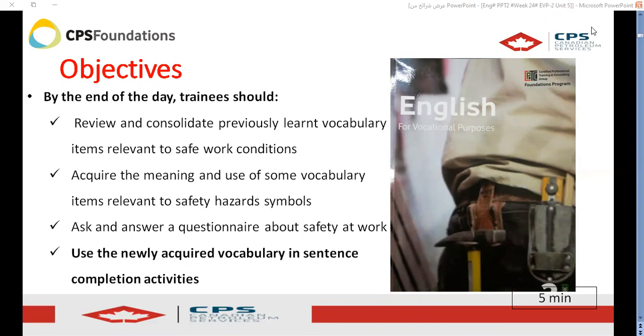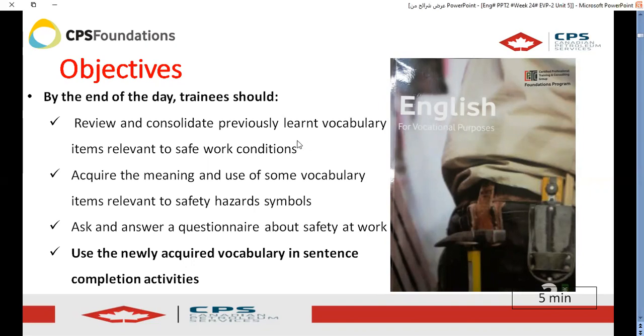By the end of the day, you should be able to review and consolidate previously learned vocabulary items relevant to safe work conditions. You should be able to acquire the meaning and use of some vocabulary items relevant to safety hazard symbols. You should be able to ask and answer a questionnaire about safety at work. You should be able to use the newly acquired vocabulary in sentence completion activities.